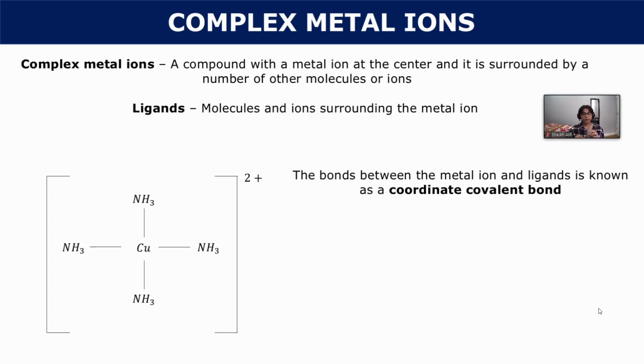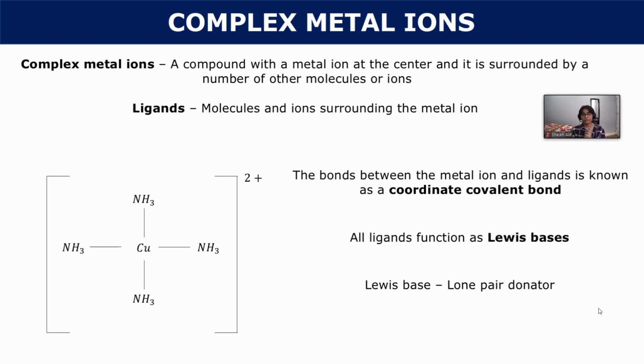Usually in a covalent bond, you have a one-to-one sharing of electrons, where one shares one and the other shares one. But in a coordinate covalent bond, one shares both. The other one is not giving anything and one is just giving both. This tells us that all ligands are going to function as Lewis bases, because Lewis bases are simply lone pair donators. In the coordinate covalent bond, the NH3 is going to share two electrons with the copper, and in a sense, it's going to give a lone pair to the copper. That is exactly what a Lewis base is. They are just lone pair donators, and that makes all ligands function as Lewis bases.